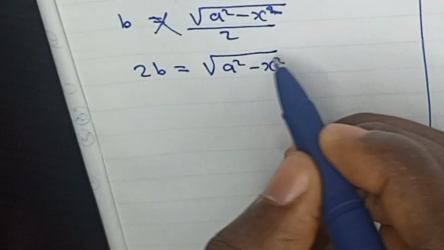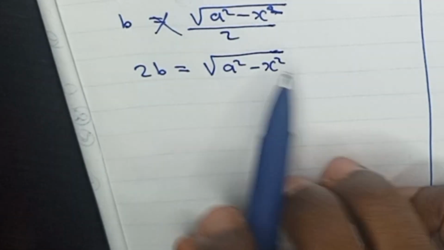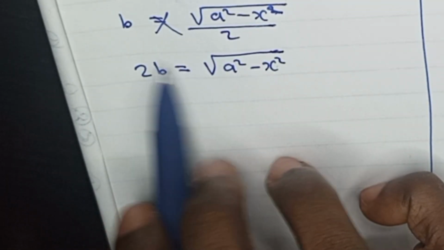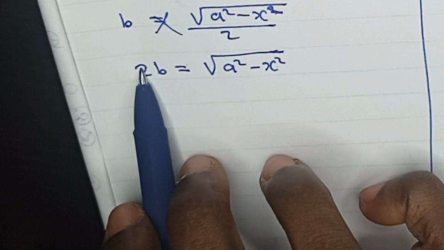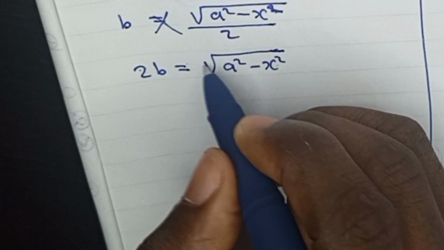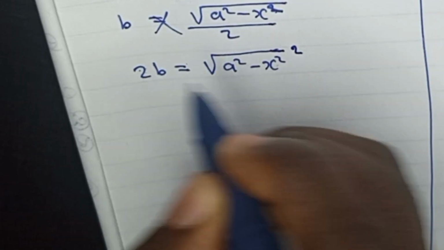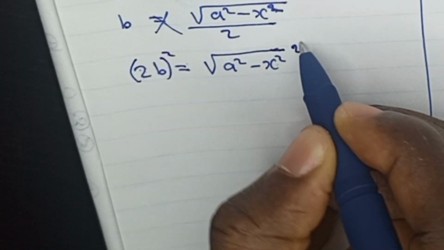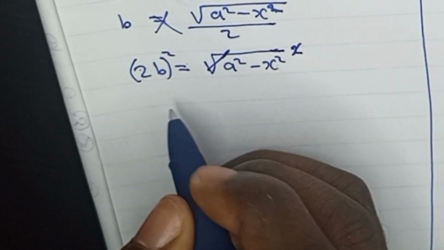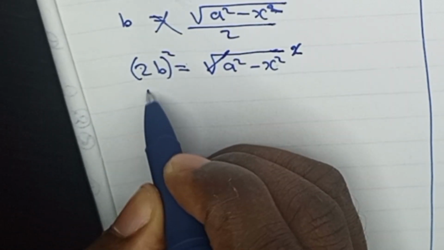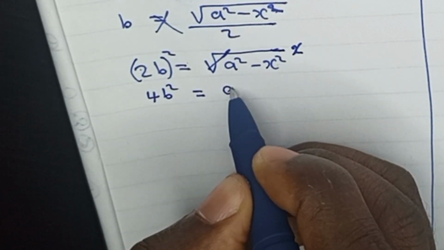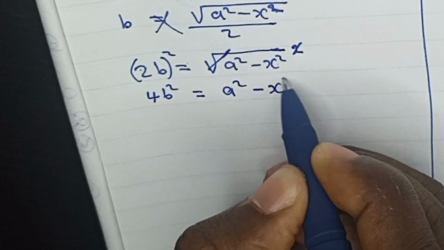So for this, what are we removing next? We have x, this over 2 is now here. We've removed the 2 to this side, over 2 is now on the other side. So what happens to this? We remove this square root. To remove the square root, we square both sides. This square cancels this square root. So here we now have 4b square equal to, then this is going to be a square minus x square.